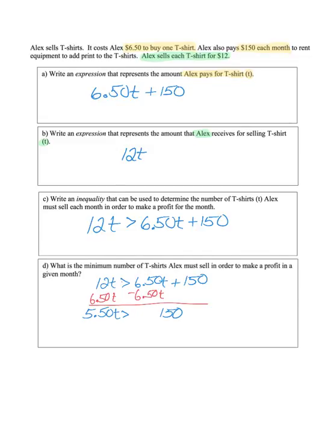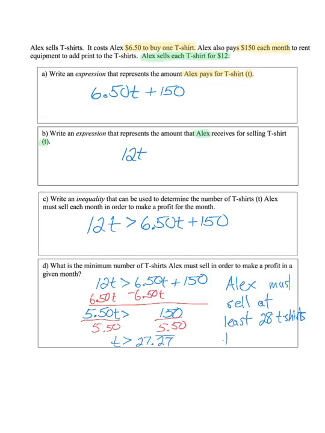And when we do that, we end up getting back that our value of t must be greater than 27.27 repeating. So putting this in practical terms, Alex must sell at least 28 t-shirts to make a profit.